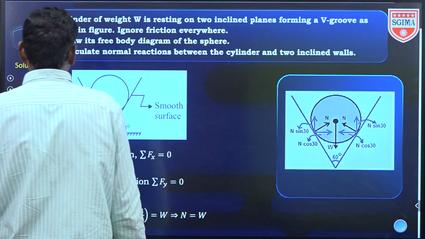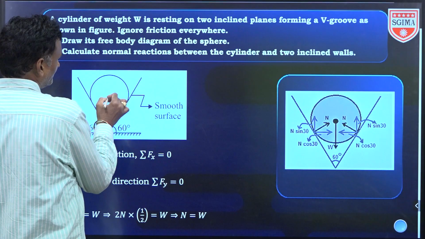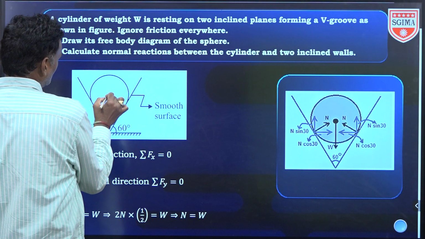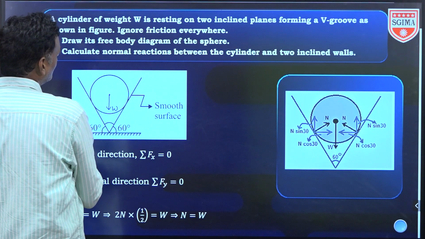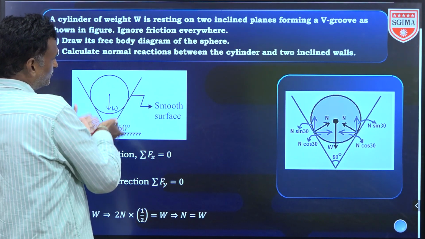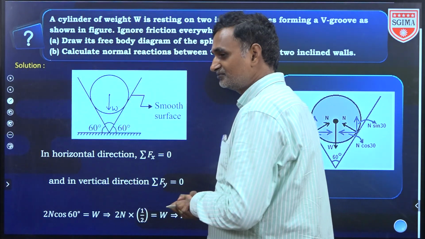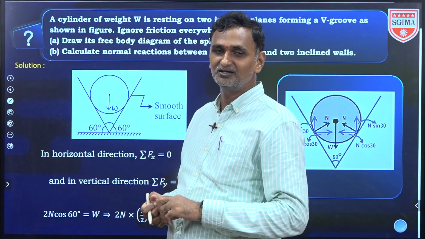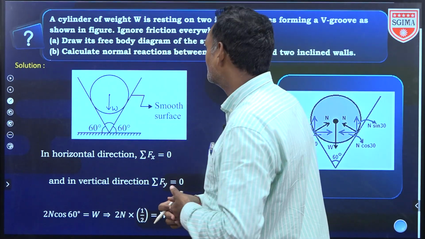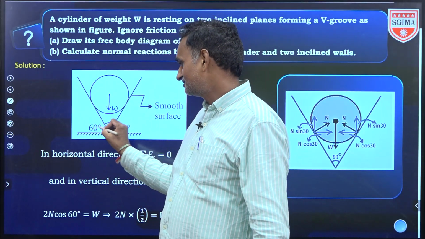Next, here is one question. A cylinder of weight W is placed as shown in this diagram, its weight acting downward, resting on two inclined planes forming a V groove. Ignore friction everywhere. We will learn friction in the friction lesson after NLM. So all the surfaces are smooth. Here 60 degrees, here 60 degrees.